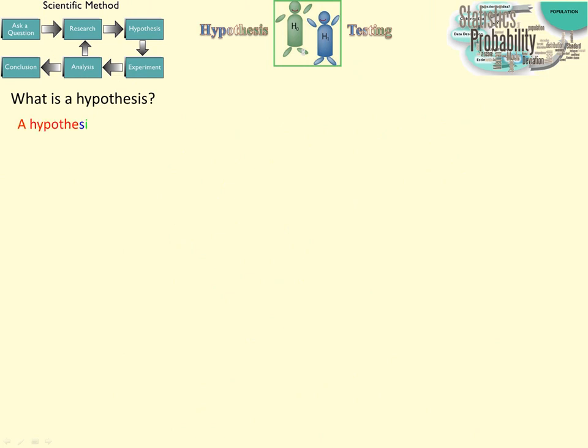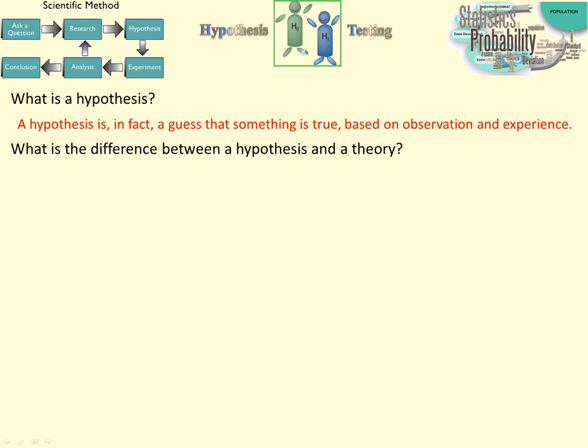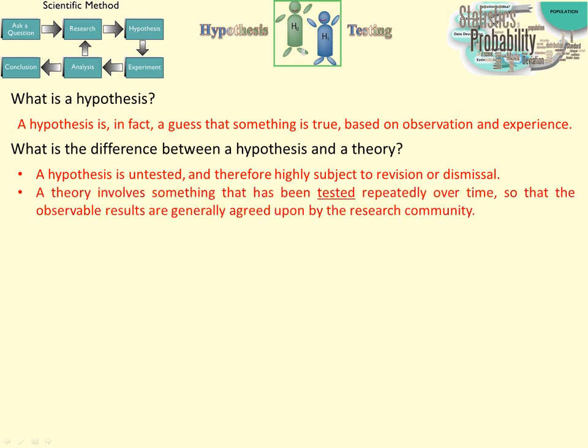What is a hypothesis? A hypothesis is a guess, in fact. A guess that something is true based on observation and experience. The difference between a hypothesis and a theory is that the hypothesis is untested, subject to revision and dismissal, while the theory involves something that's been tested repeatedly over time, with observable results agreed upon generally by the research community.